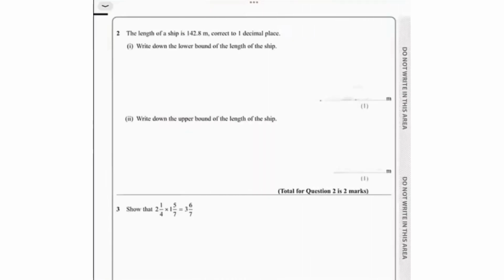We're continuing with the playlist for IGCSE Edexcel Maths A. We're doing questions for upper bounds and lower bounds today.